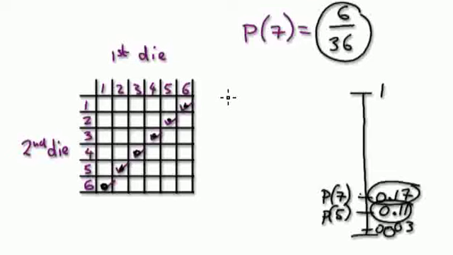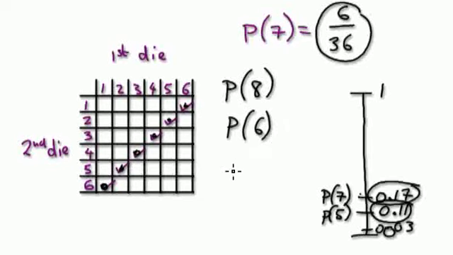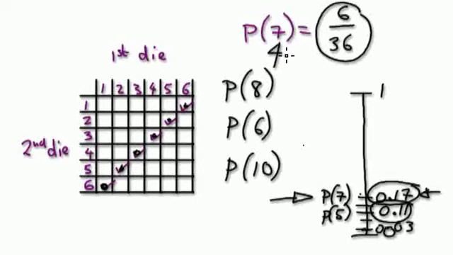Okay. Well, you could try it with the probability of 8, probability of 6, probability of 10, and so on, and you can plot it on this chart here, and it turns out that the probability of you getting a 7 is the highest. So if you roll 2 dice, it is easier to get a 7 than any other number. Okay.